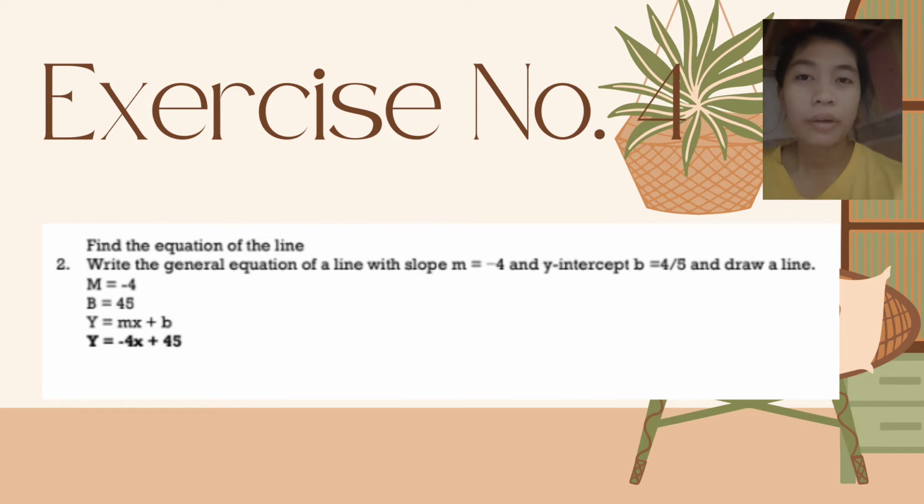Number 2. Write the general equation of a line with slope m = -4 and y-intercept b = 4/5, and draw the line. So m = -4 and b = 4/5, and y = mx + b, and y = -4x + 4/5.